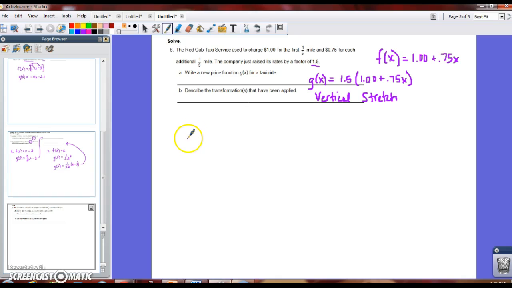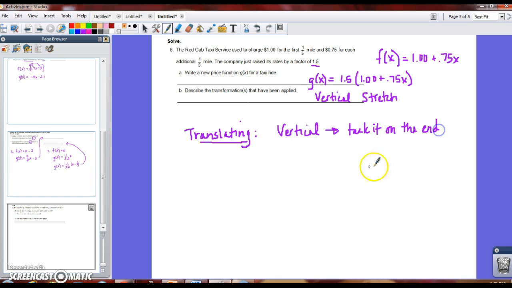So a little helpful hint for you. Okay? When you're translating, that means you're shifting up or down, left or right. So when you're translating, if you're going in the vertical direction, you tack it on the end. Basically, you're just doing it to the whole function, okay? When you are going horizontal, you're replacing x.